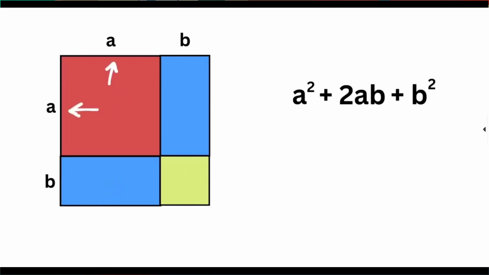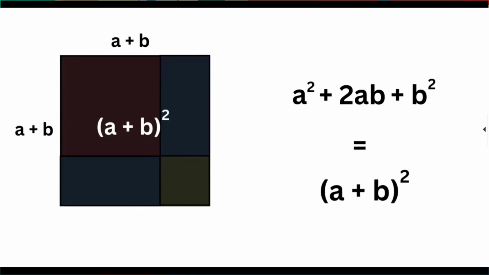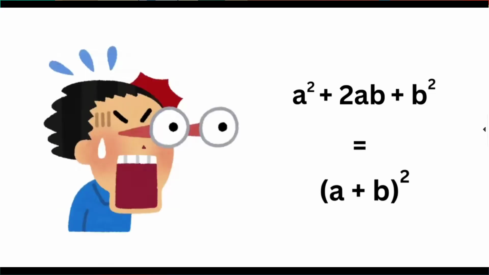Now when we see the side of this big square, it equals A plus B. So the area of this square will be A plus B whole square. That is, this is equal to A plus B whole square. This is how we got the identity.